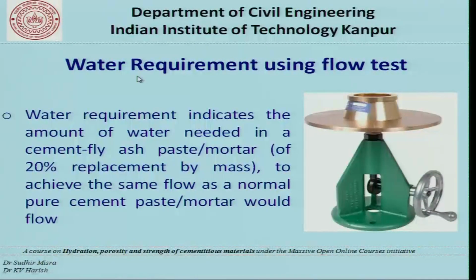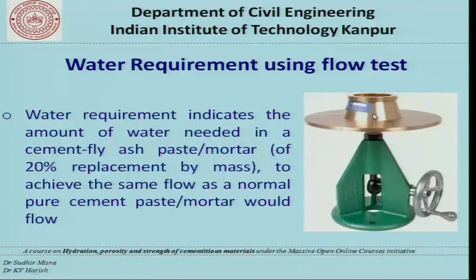Now let us go to the first test, which is water requirement using flow test. What is shown here is basically a flow table where you have a cylindrical mold of standard size. At the bottom the diameter is 100 mm and the table diameter is typically 250 mm. What is done in this test is we prepare mortar or paste samples of specific proportion, and an appropriate quantity of water is added, and the wet mixture is properly mixed together. The prepared mixture is poured in this mold, and tamped in 3 layers giving 25 blows each time, and after filling the material at the top it is flattened, and the mold is released.